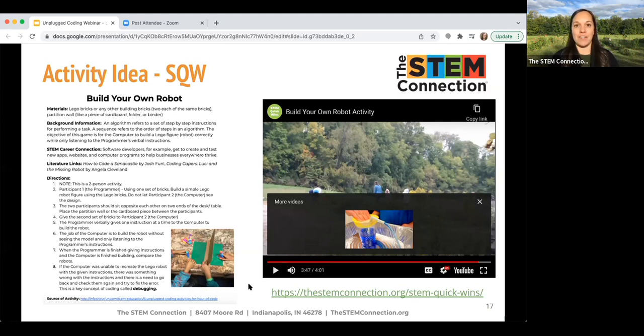And I love that idea of then going back and debugging and kind of working through and problem solving, kind of where was there an issue and how might we be able to fix that.